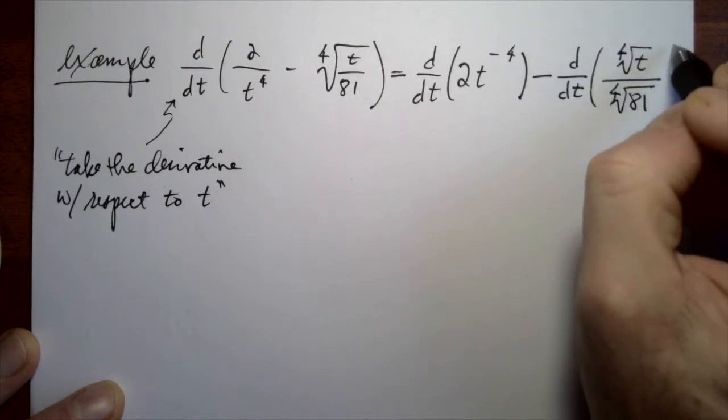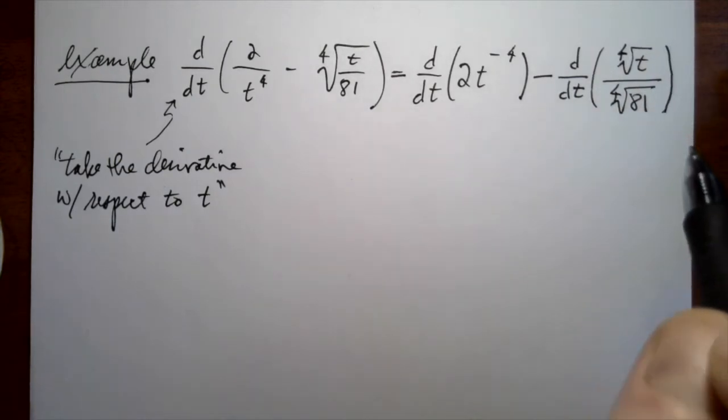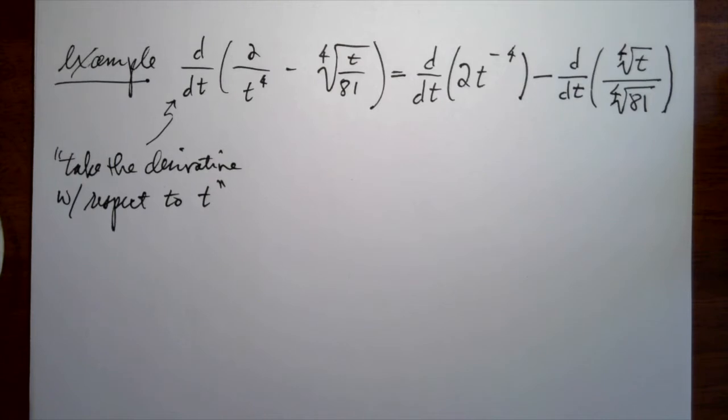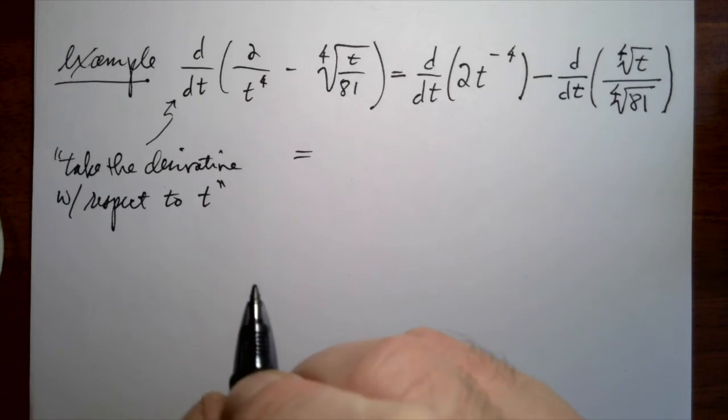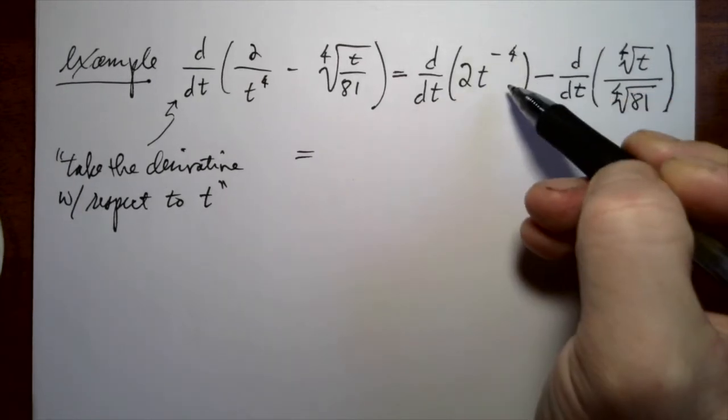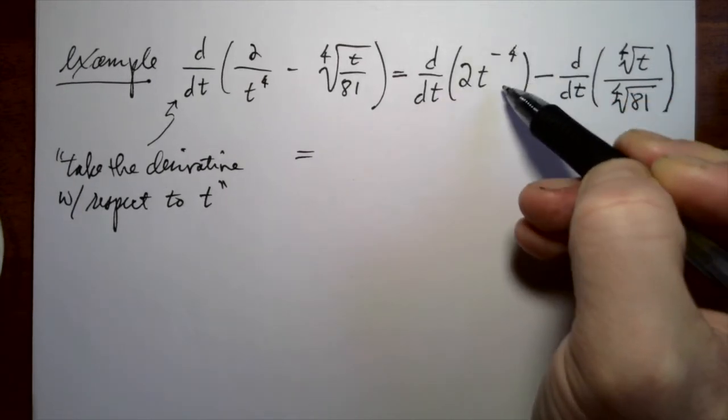Remember, roots of a fraction are just the individual roots of the numerator and denominator as a fraction. I can rewrite the 4th root of t over 81 as the 4th root of t divided by the 4th root of 81. Okay, we'll leave that alone for a second and work on the first part. What's the derivative of this?